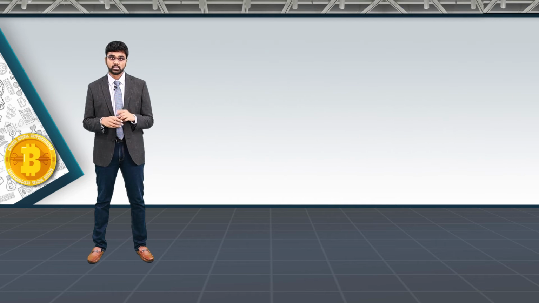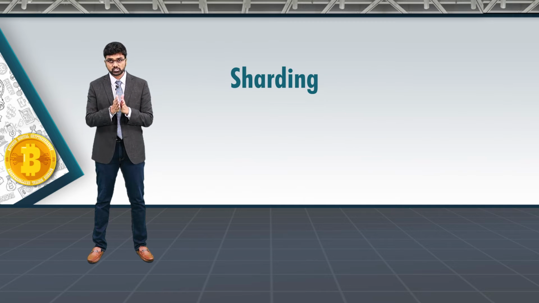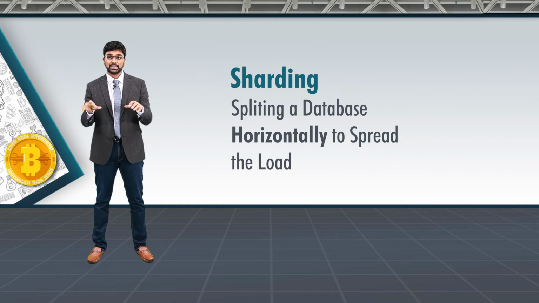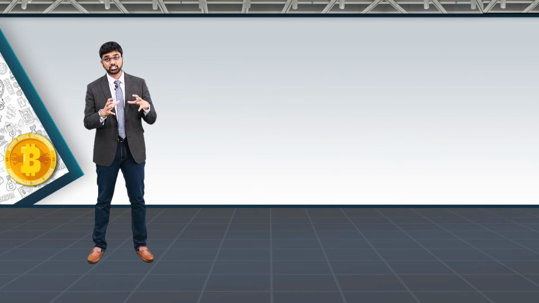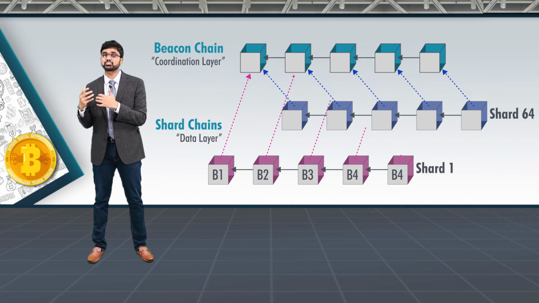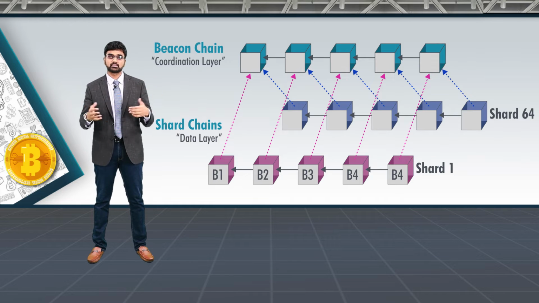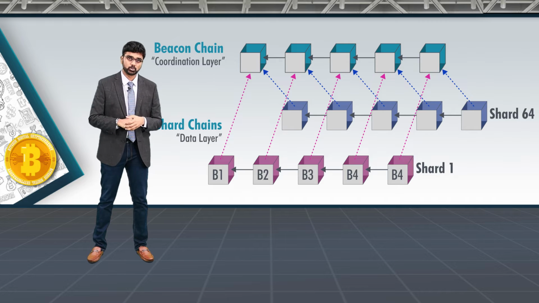How do we do this? First, sharding. Sharding is the process of splitting a database horizontally to spread the load. In an Ethereum context, sharding will reduce network congestion and increase transactions per second by creating new chains known as shards. This will also lighten the load for each validator, who will no longer be required to process the entirety of all transactions across the network.